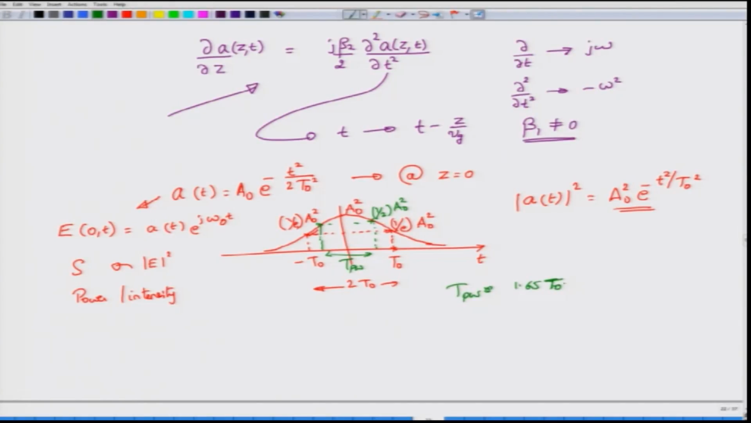Okay. So, it is slightly smaller than 2 T naught, but this is what is normally used as the definition of pulse width, and this is called the FWHM pulse width. What does FWHM stand for? It stands for full width at half maximum. So, it is basically the full width, that is the width of the pulse where the power has dropped down to half the peak power.